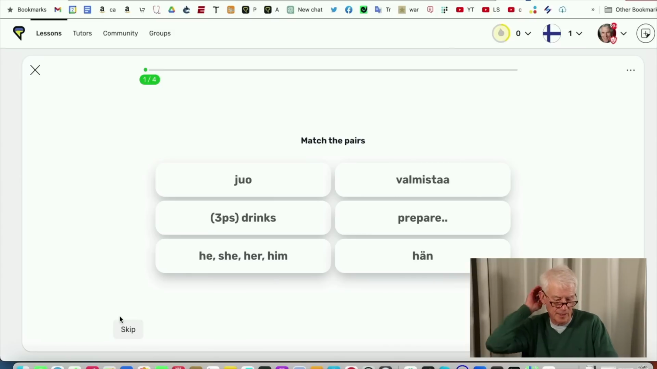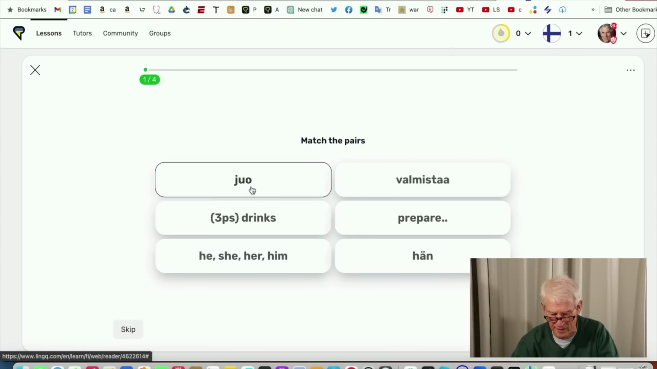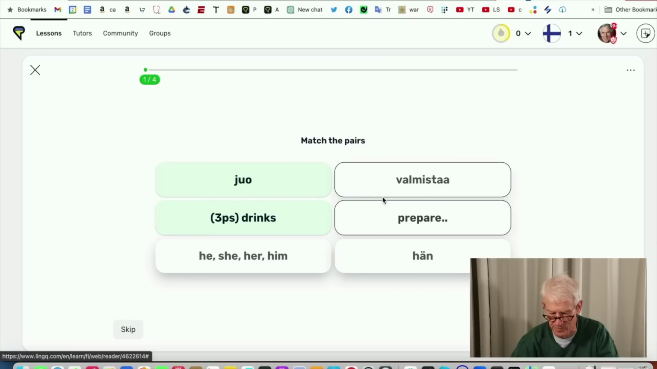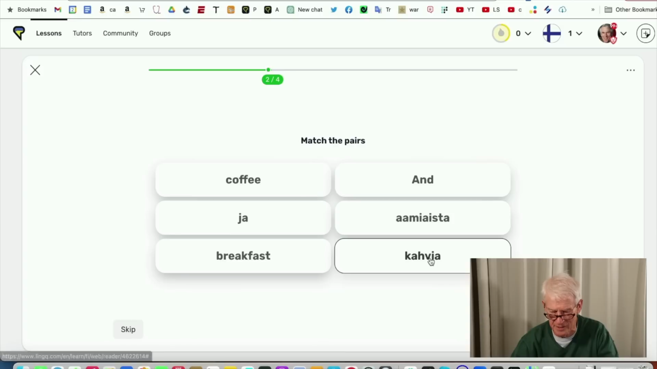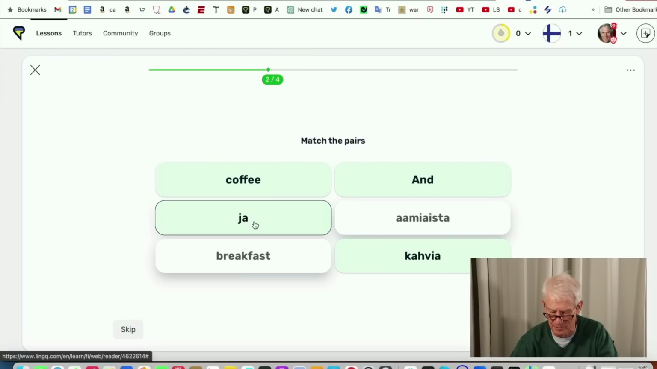So, what I would do, I don't need to go through this necessarily the whole way. Juo is drinks. Valmistaa, prepare. And it says hän. And as you eliminate some, then it's easy to figure out what remains. Coffee is easy, so that's coffee. Kahvia. And is ja. Breakfast is aamiaista.